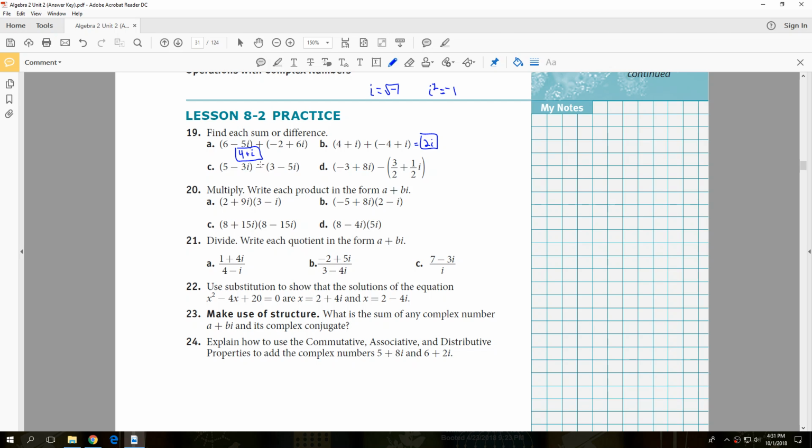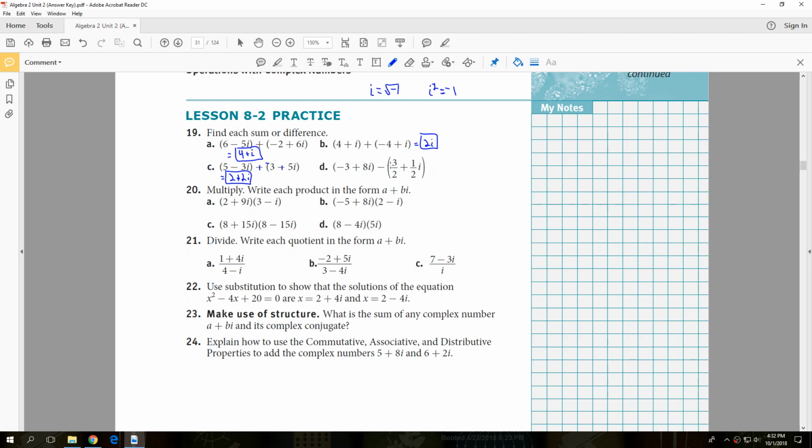Here we've got negative, so we got to distribute this thing. So negative and then plus. So 5 minus 3 would be positive 2. And negative 3i plus 5i would be plus 2i.